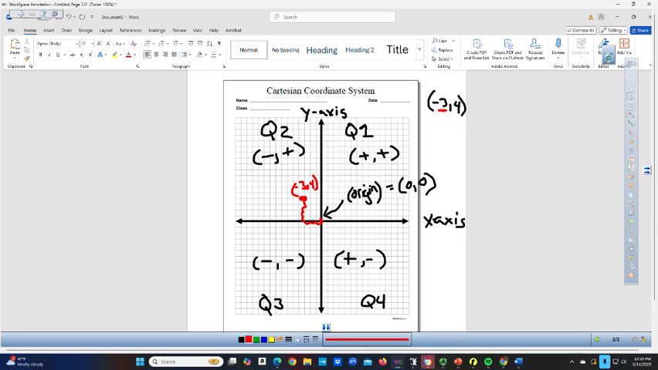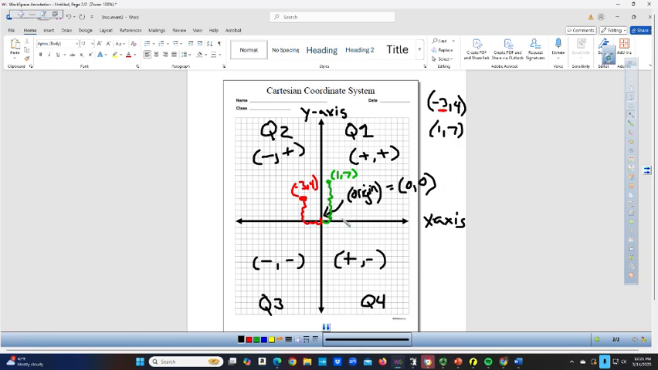If I was plotting 1, 7, again, I start at the origin. The 1 is telling me to go to the right first because it's positive. So I'll go over 1 and then I'm going to go up 7: 1, 2, 3, 4, 5, 6, 7. And that location would be right here, 1, 7.